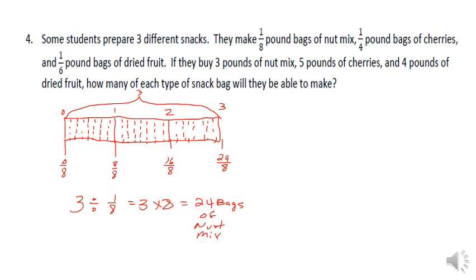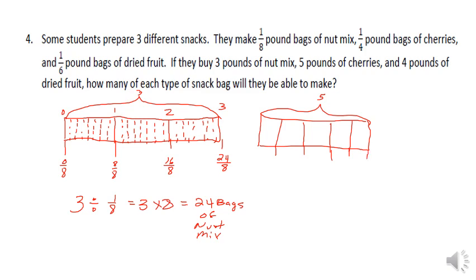Now the second one talks about cherries. So cherries are in 1/4 pound bags. So starting off, we have our whole, and it says they have 5 pounds of cherries. So we're going to split this up into fifths, 2, 3, 4, 5. And I'm going to extend them down so I can see it. That's 0, 1, 2, 3, 4, and 5. And if I split them up, it's going to be hard to see in here. It says 1/4 pound bag, so let's try it.